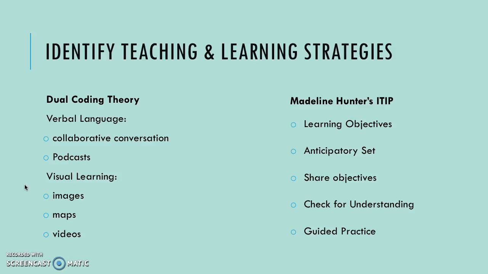So it is always important to start by creating objectives, which we have talked about. And then from there, engage the students' thinking. So in the anticipatory set, Hunter suggests starting with a short motivating activity which will help engage students and access background knowledge. Next, I will share the objectives with the students.